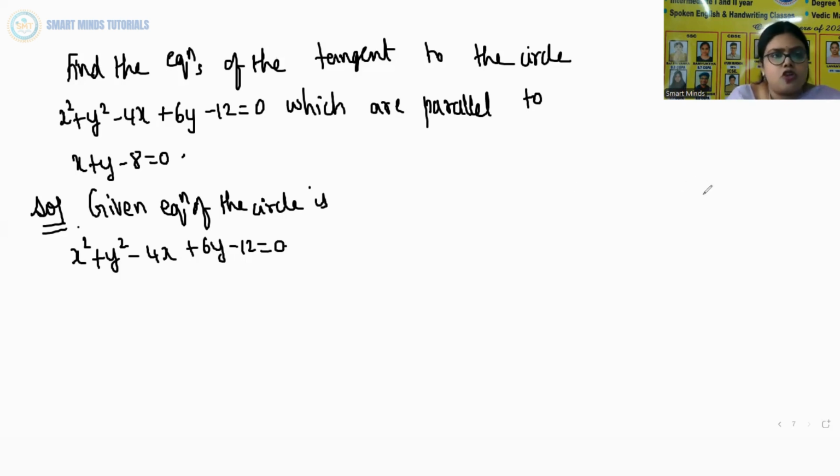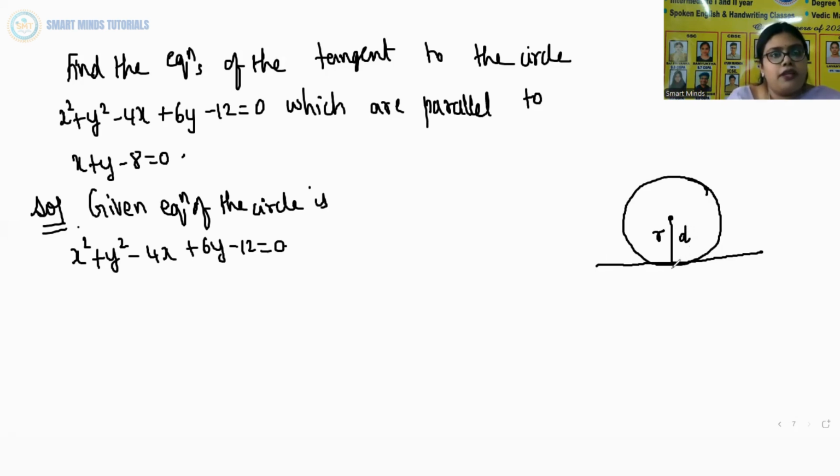Now see, let us draw a figure. We need to find the equation of the tangent. Tangent means a line which is touching the circle. This is the tangent which we need to find. This is the center. This is the perpendicular distance. And also this is the radius. Right? So whenever there is a line which is touching the circle, that means radius is equal to perpendicular distance.